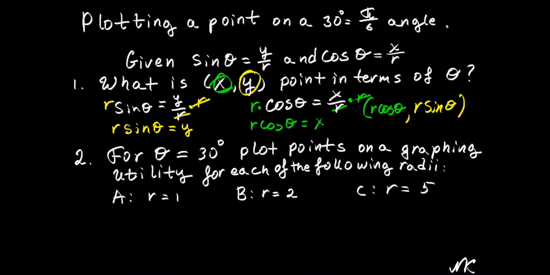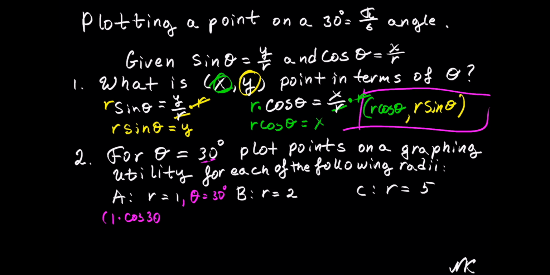Now we can proceed to graphing. So for theta equals 30 degrees, we need to plot points on the graphing utility for each of the following radii. The first point has r equals 1. So let's substitute 1 for r, and 30 degrees for theta, into our solution. So we get 1 times cosine of 30, comma, and we have r times sine, which represents the y value, and the angle is still 30.